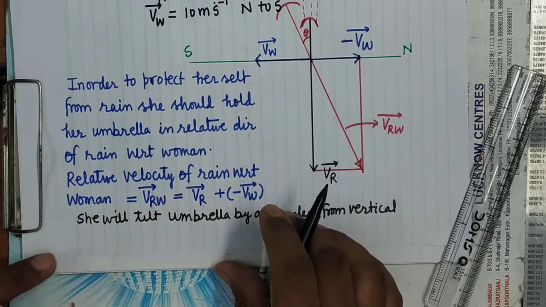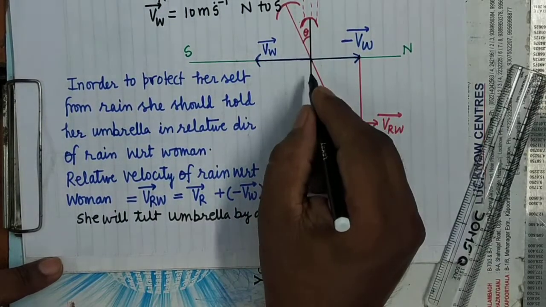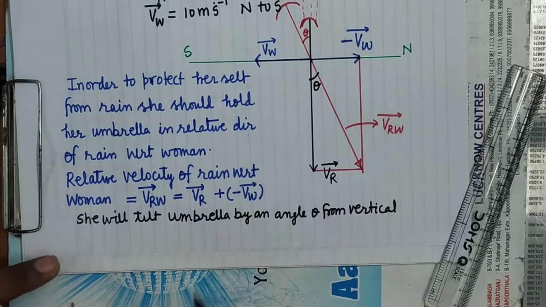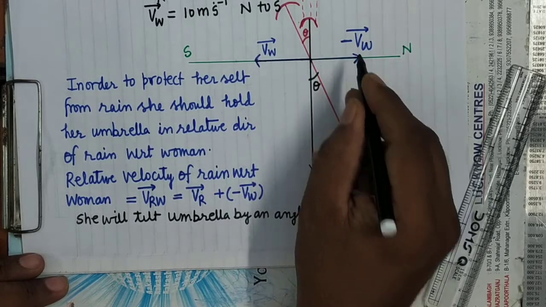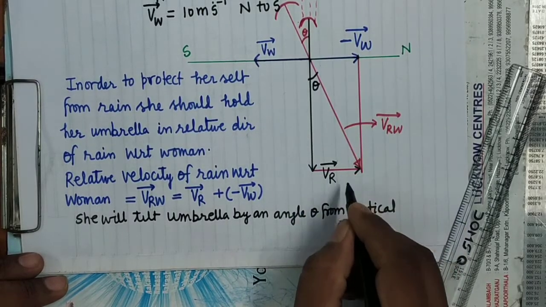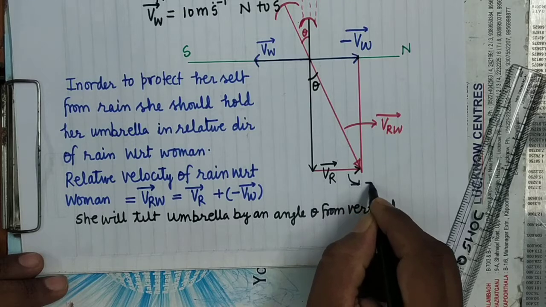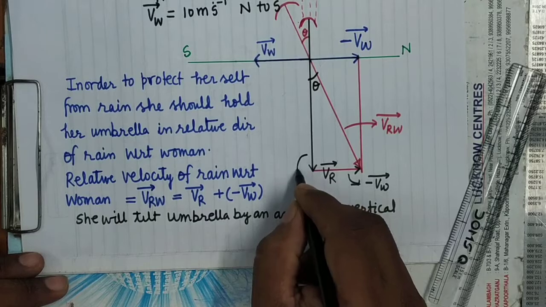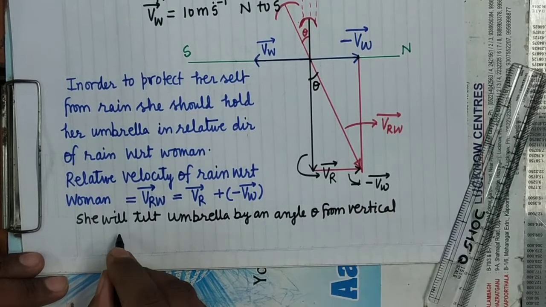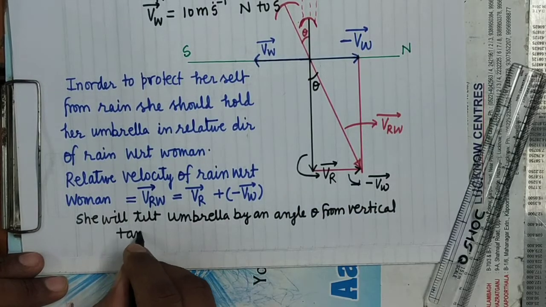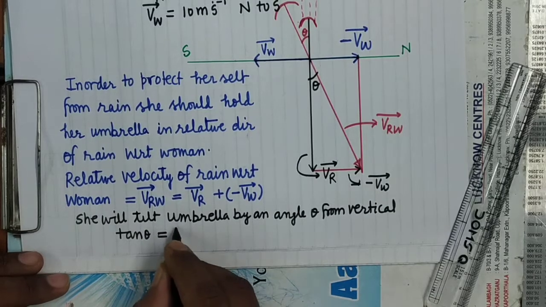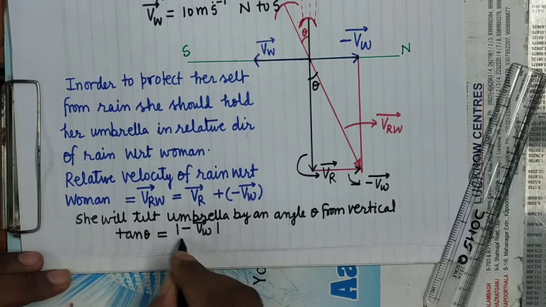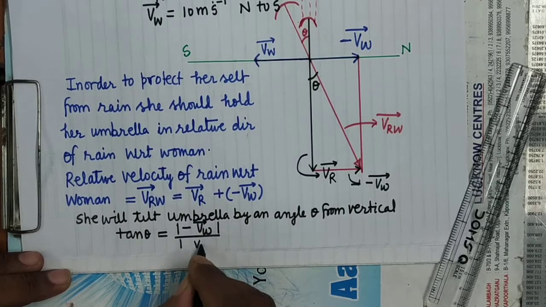So this angle is theta, so this will also be equal to theta. How will you find this tan theta? See here, it is negative vector VW, so this will also be negative vector VW. This one is the vector VR. So tan theta equals the modulus of negative vector VW upon the modulus of vector VR.